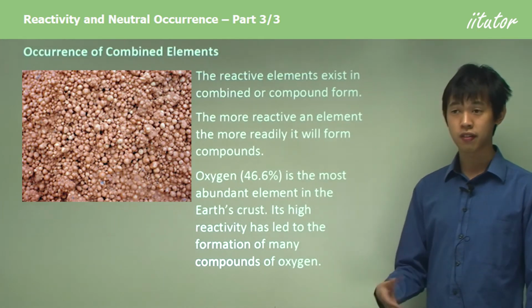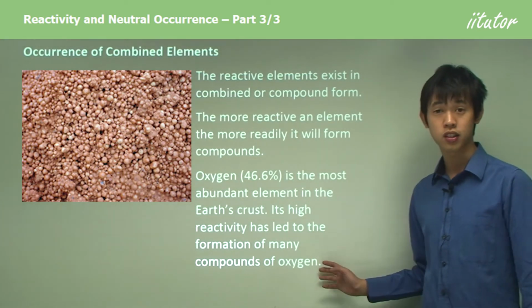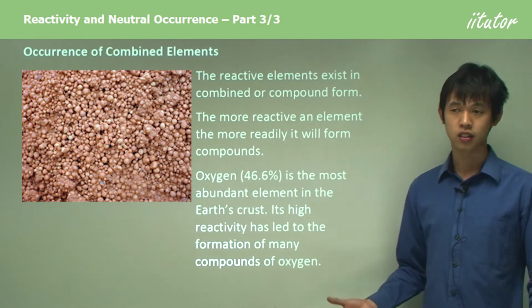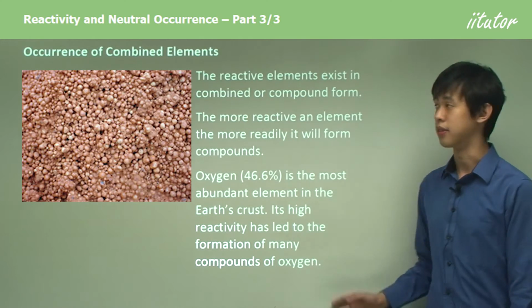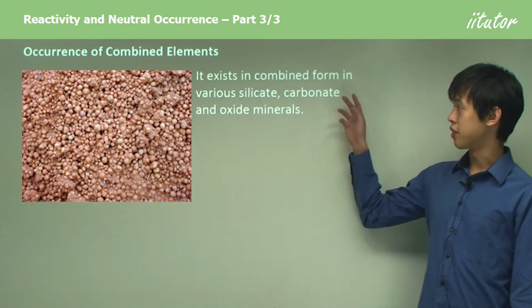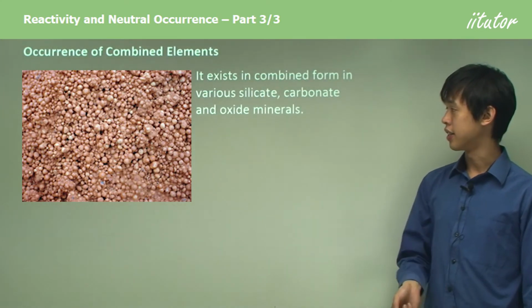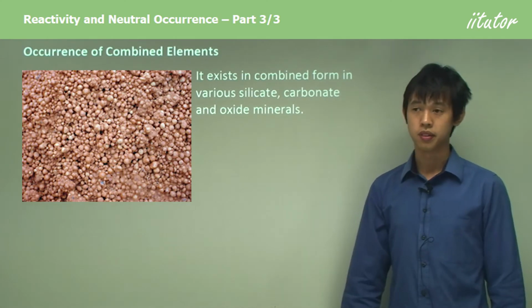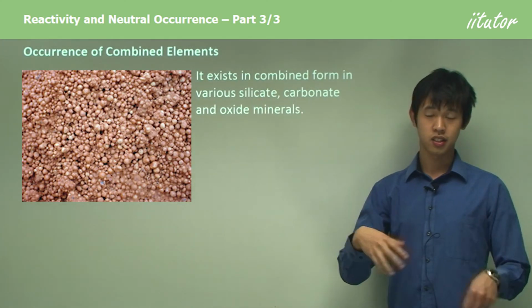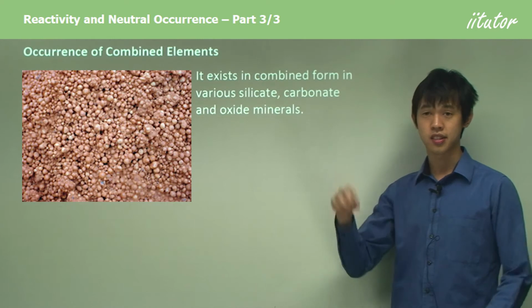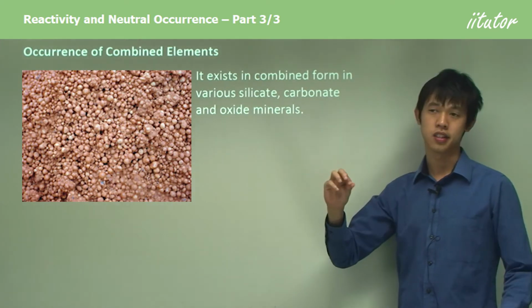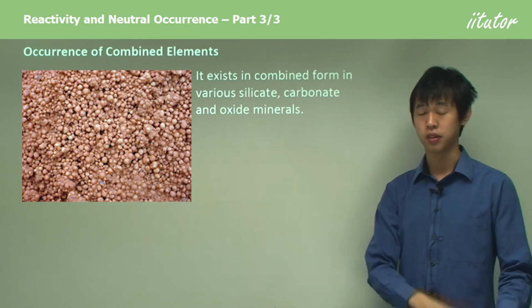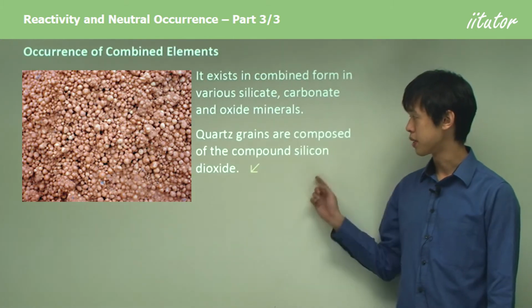And the reason we have to refine them is because we've had so much oxygen in the atmosphere and in the Earth's crust, and it's combined with all these metals to give you these mineral ores. Oxygen also exists in combined form in various silicate, carbonate, and oxide minerals. So silicates are silicon compounds, carbonates are compounds of carbon and oxygen, and oxide minerals are just those metals bonded with oxygen. So for instance, quartz grains.